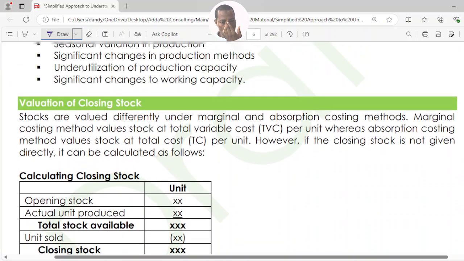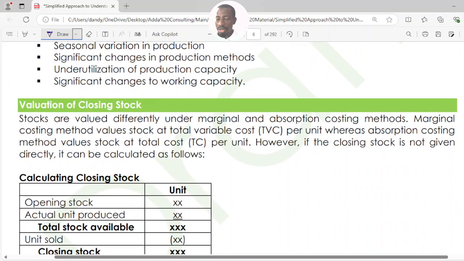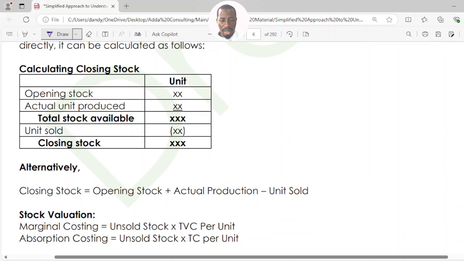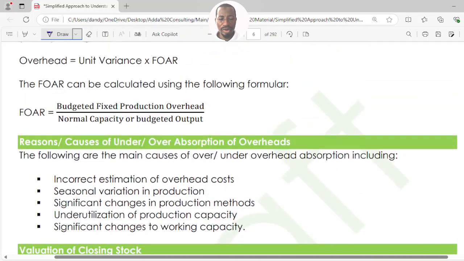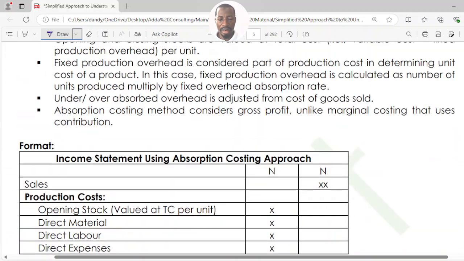Yes, it's there. Okay. Valuation of closing stock. Let's do it this way. When I finish explaining the absorption costing method, then I will come back to how to value closing stock. So let's go back.